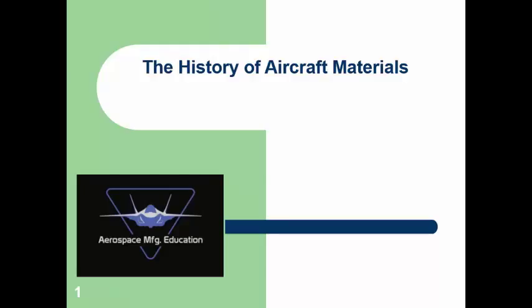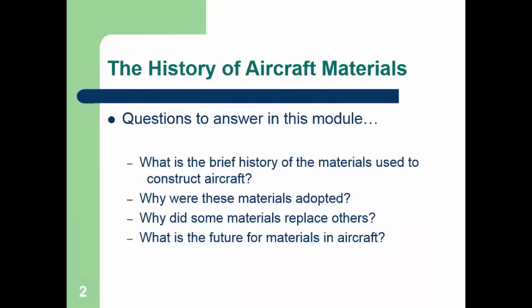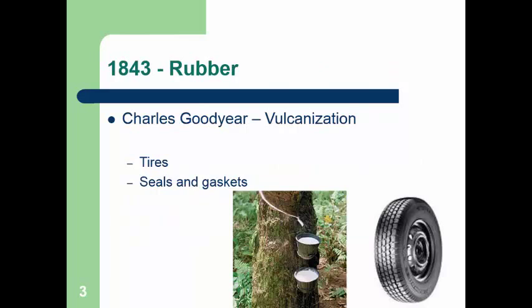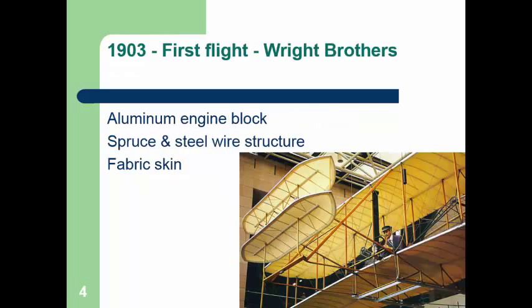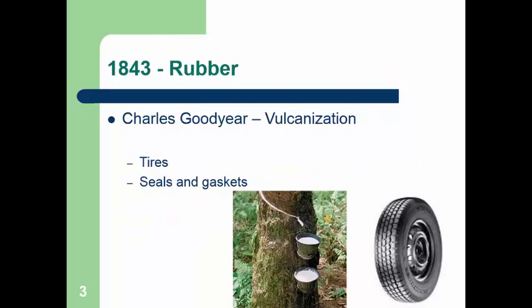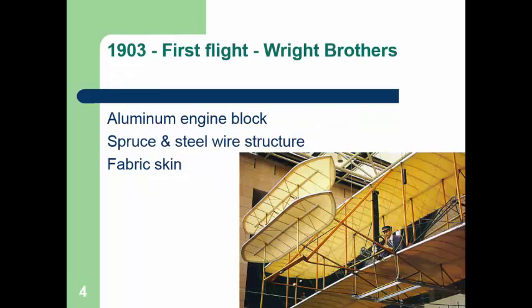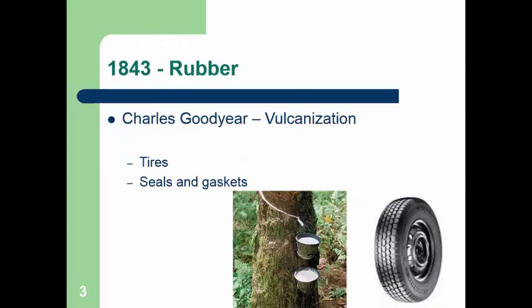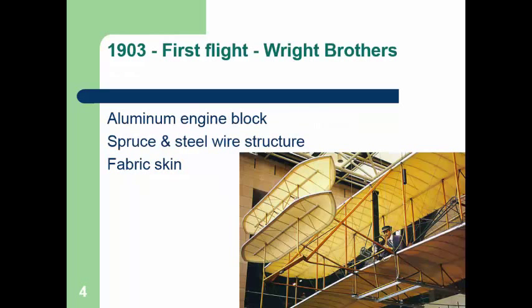What this module does, and we'll go through some of the slides quickly here, is it looks at the development of aircraft in conjunction with available materials. So materials were actually developed to meet the needs of this new aerospace industry. It starts out talking about rubber, and vulcanization is necessary for seals and gaskets for motors, for instance.